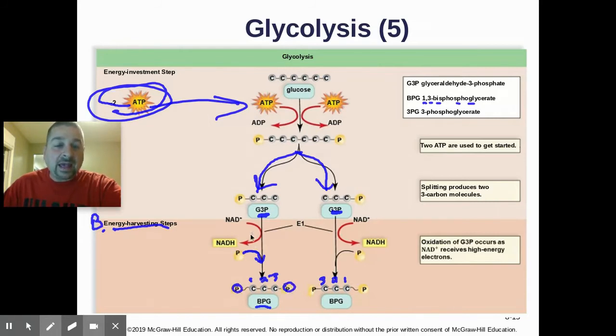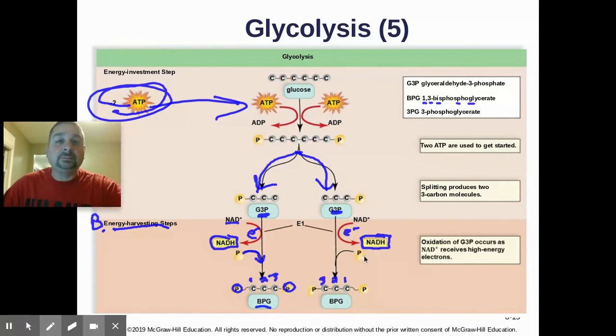Now when that happens, off come electrons, which are picked up by the coenzyme NAD+ and turned into NADH. So we've harvested a little bit of energy, not ATP, but we've harnessed a little bit of energy in the form of high energy electrons. And again, these are going to be taken to the electron transport chain to be made into ATP, which the cell can use.